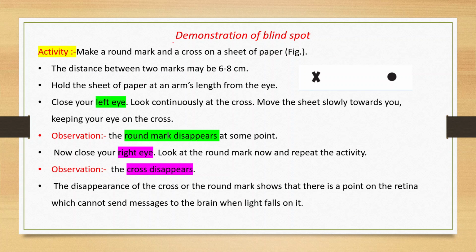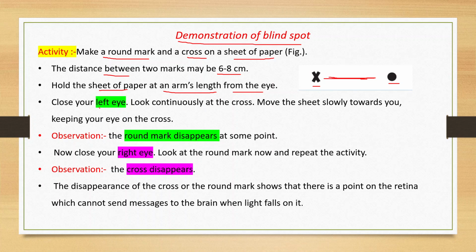Now, with the help of one activity, we will demonstrate the blind spot. Demonstration of blind spot. Make a round mark and a cross on a sheet of paper like this. This is cross mark and this is round mark. The distance between the two marks may be 6 to 8 centimeter. This distance, it should be 6 to 8 centimeter. Hold the sheet of paper at an arm's length from the eye. अपनी आंख से एक हाथ की दूरी के लगभग इस sheet of paper को आपको पकड़ना है.